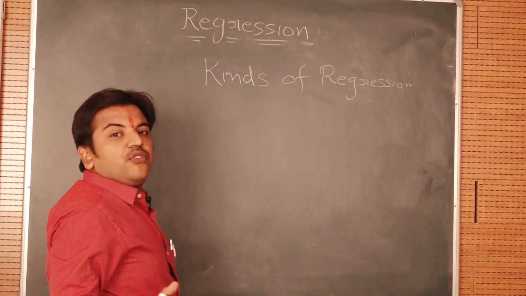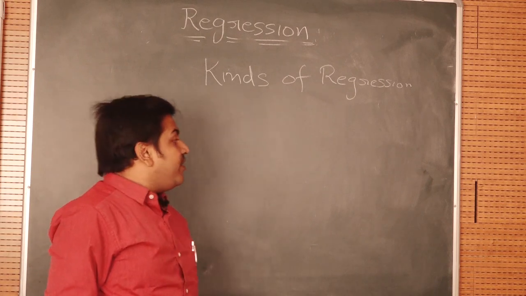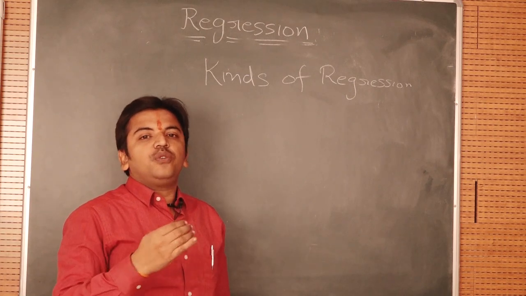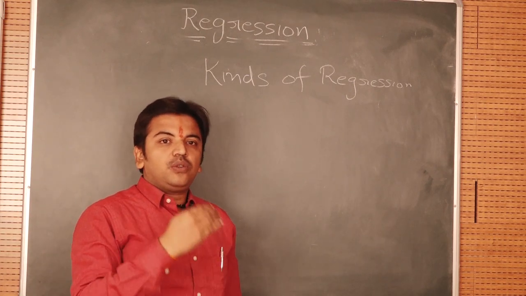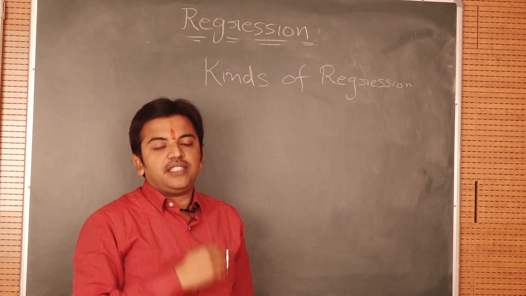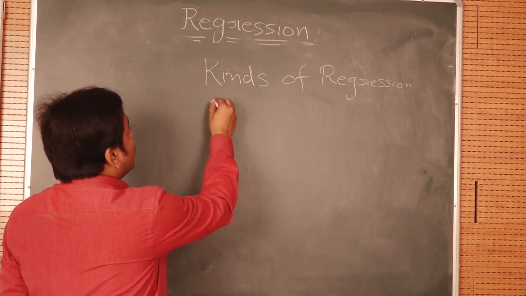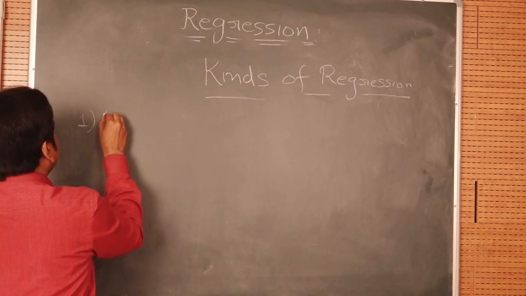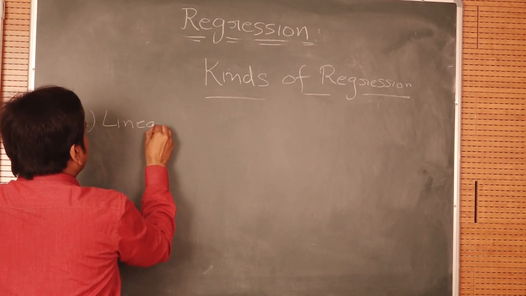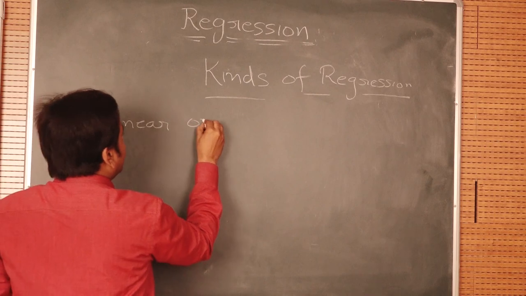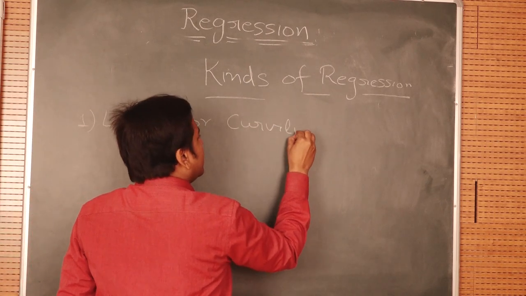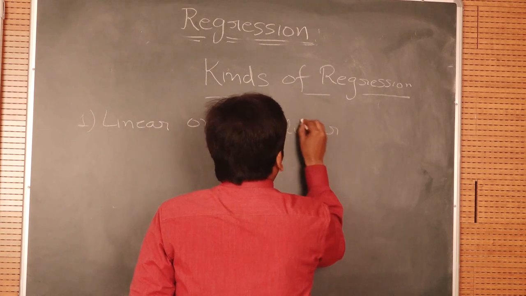As in the definition, you have seen that regression depends upon two or more variables: one, two, that is X series and Y series. Now, the kinds of regression. The first one is linear or curvilinear.